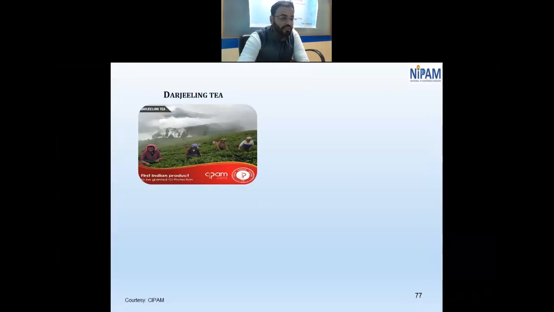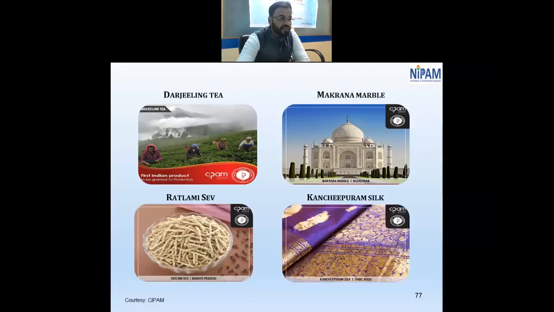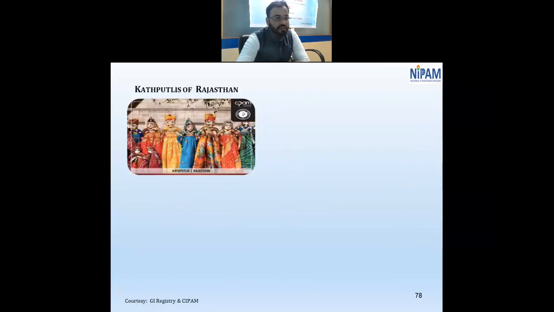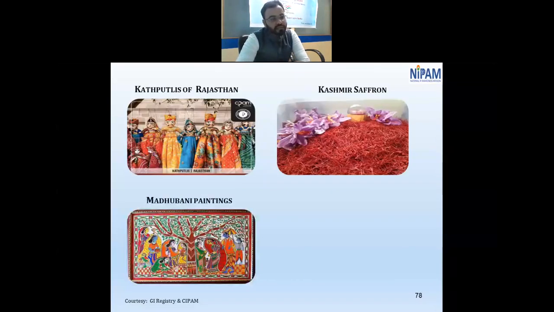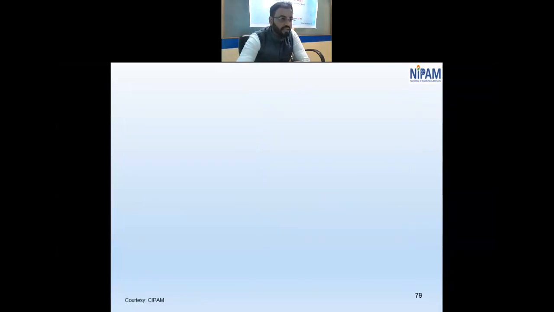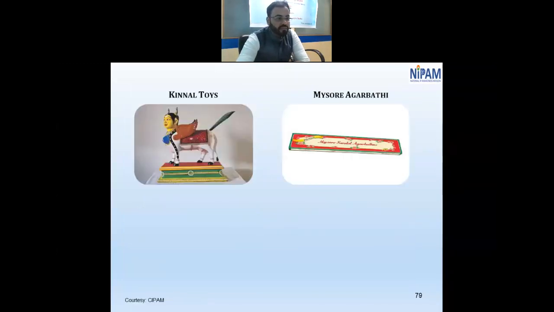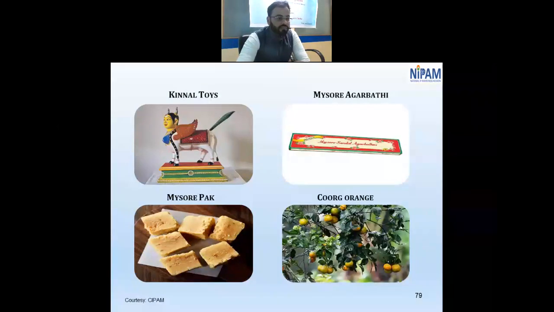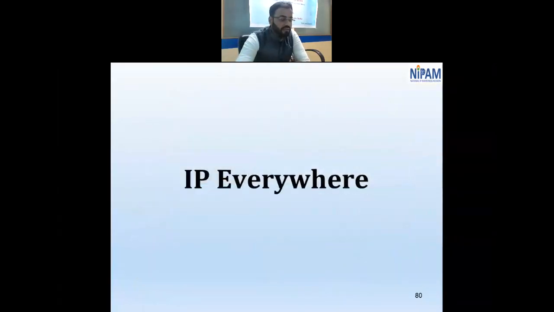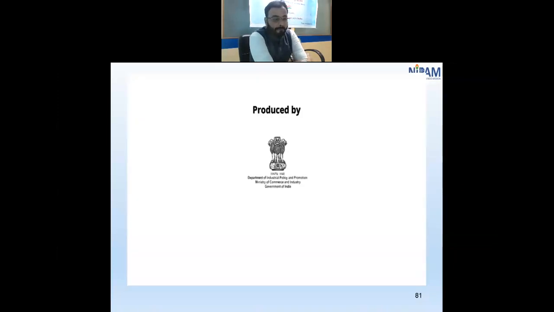So IP Nani, mascot of Intellectual Property Office. There are various, as you might have seen in the video as well, various registered geographical indicators, which is Darjeeling tea, Makrana marble, Ratlam sev, Kanchipuram silk, kathputlis of Rajasthan, saffron, Madhubani paintings, Naga mirch. These are all registered GI tags. Kinnauri toys, Mysore agarbatti, Mysore Pak, Coorg oranges. We are in the last leg of this particular session, so I have another video for this particular towards the end.